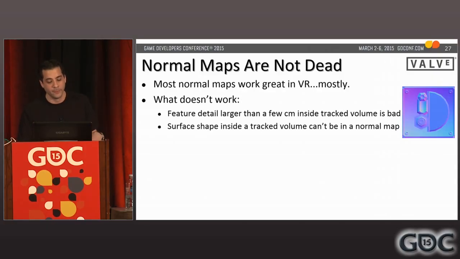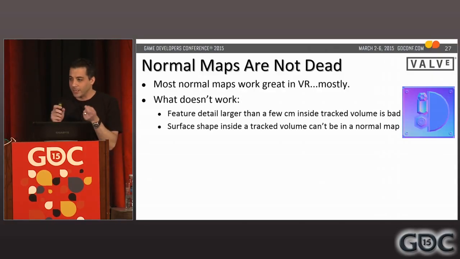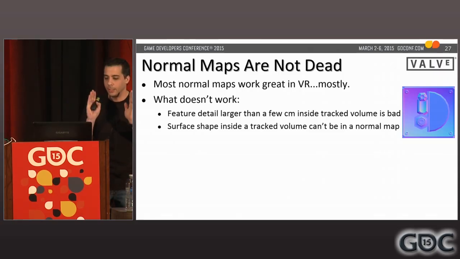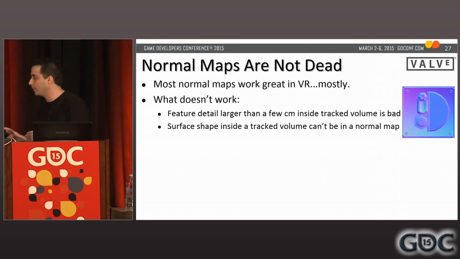What doesn't work is feature detail that's more than a couple centimeters big, or even a centimeter big. If it's in your tracked volume and you can walk right up to it and inspect it, you can't fake shape, right? We're humans, we have two eyes. In VR, you have stereo vision. You can walk up to something up close and you can see the geometric shape. I don't care what the lighting says, what the normal maps say, you can see shape. So if you do something like this, here's just one example. I grabbed this randomly from something an artist was working on, but you can see it's sort of a curved shape, and it's got screw heads in it and some other feature detail.